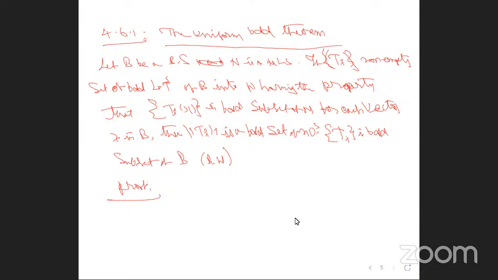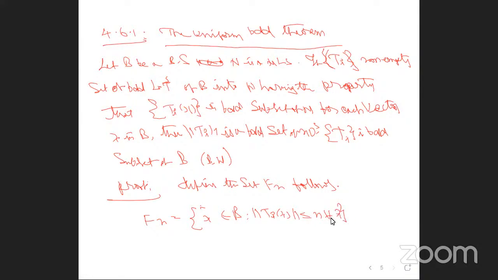Subset of B for each positive integer n. Define the set F_n as follows: F_n equal to the set of x belonging to capital B such that norm of T_i(x) is less than or equal to n, for all i.